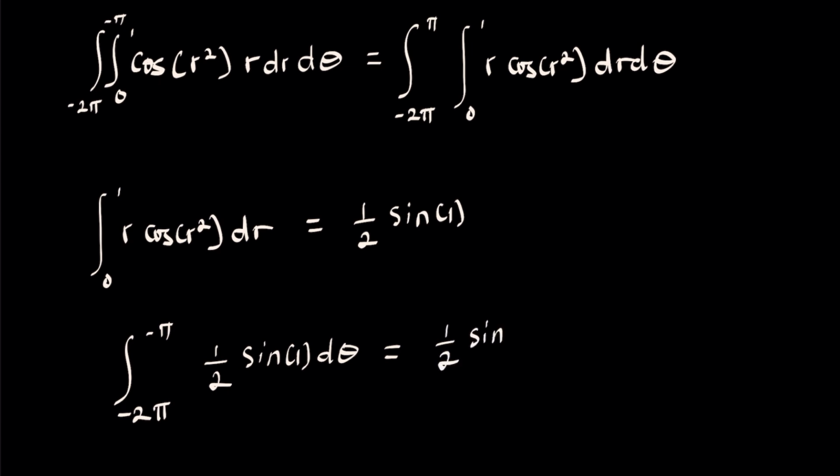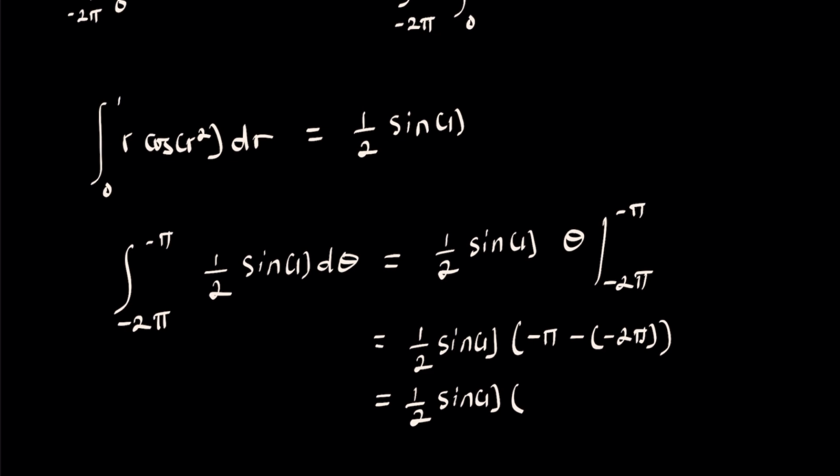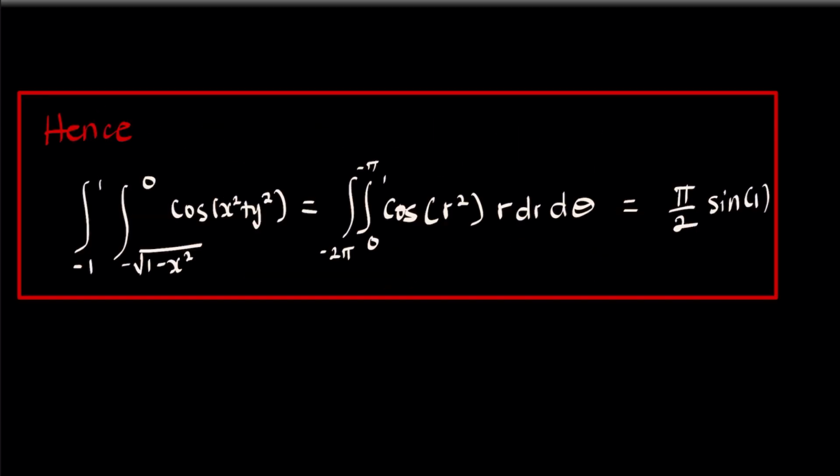That's going to give us 1/2 sine of 1 times theta, and then the range of integration minus 2 pi to minus pi. Substituting the range of integration gives 1/2 sine of 1 times minus pi minus minus 2 pi. So thus we are going to have 1/2 sine of 1 times pi. Hence our result is given below.